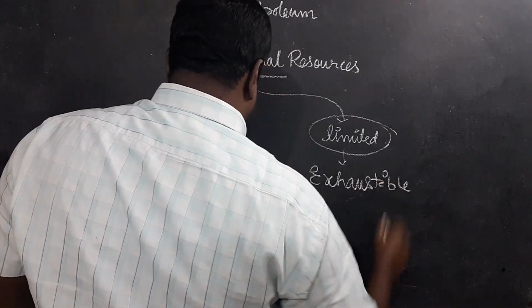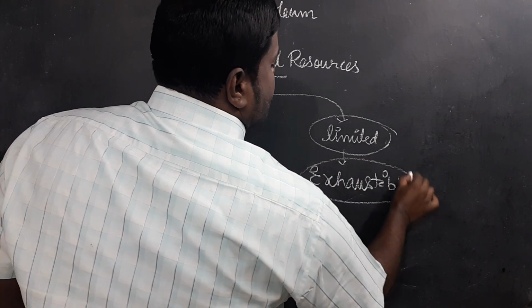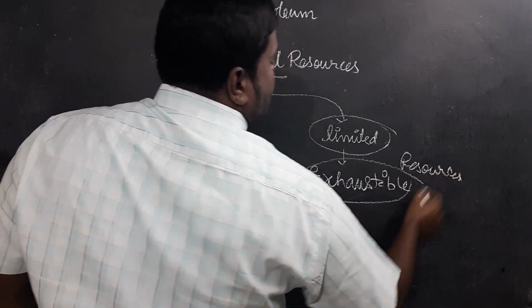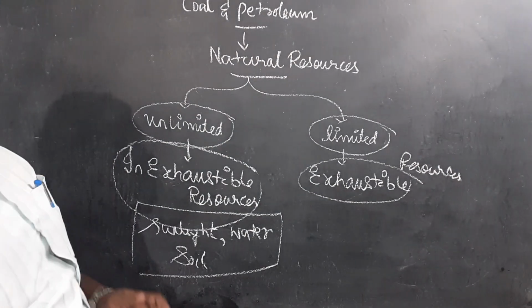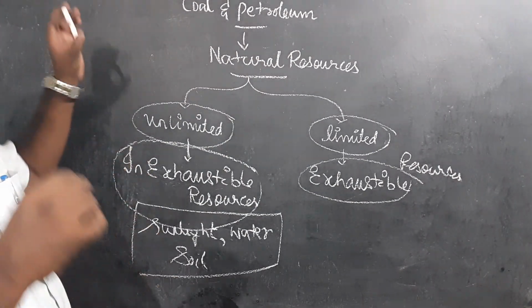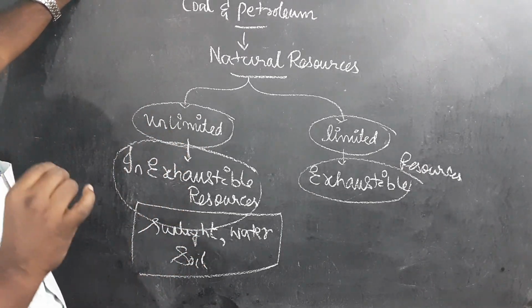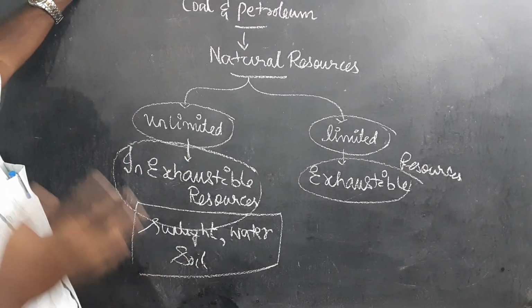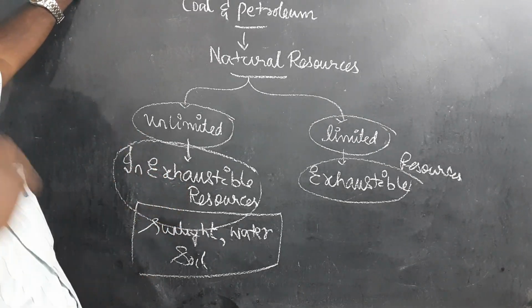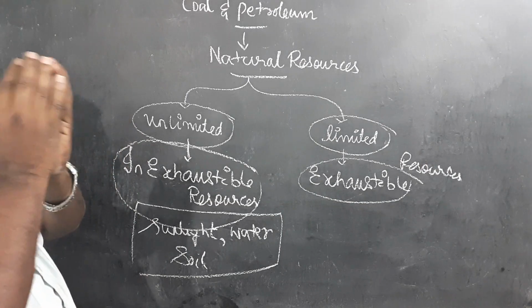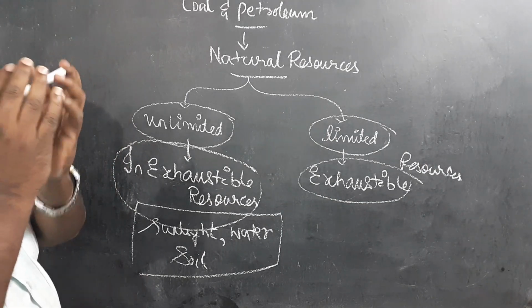Exhaustible resources. With continuous use by human activity, definitely a day will come when we will fall short of these resources. Shortage means we don't have supply, we don't even get it. Why? Because we are continually using it, and it is available only in a very limited quantity.